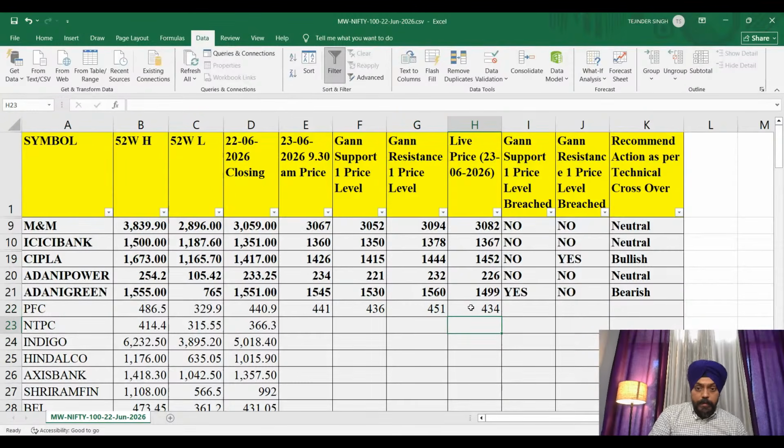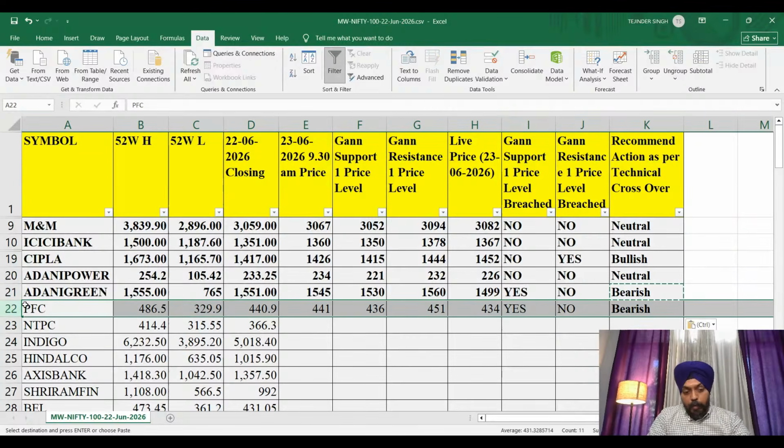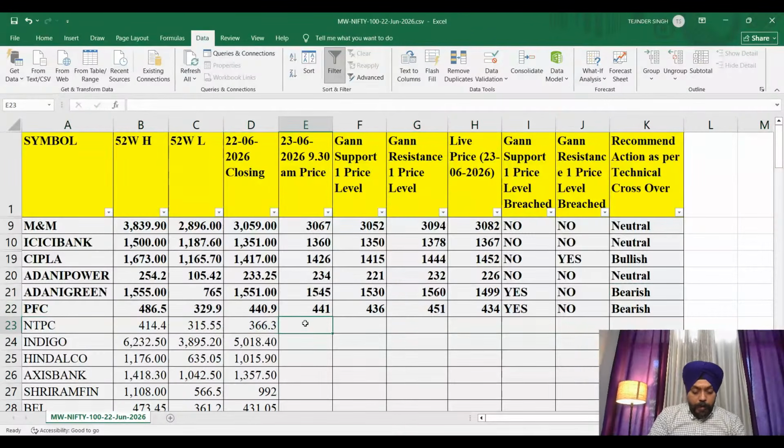So yes, what is your analysis? Level 1 breach हो गया support का? Yes, it's already breached. Resistance no. So the stance is bearish as per the Gann square of 9 indicator, as per the mathematical model, as per the scientific model, as per the market momentum. After this we will conclude and I will give some conclusion regarding this with some further tasks.